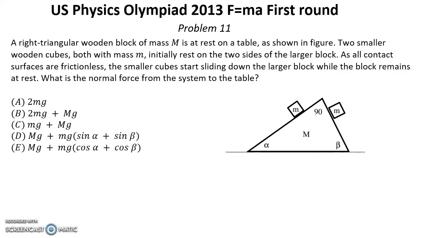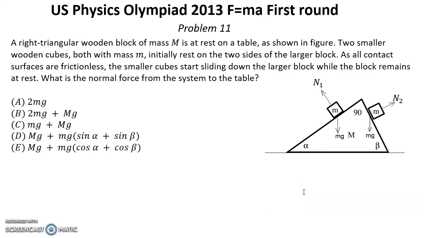Solution. First, let's draw all forces. On small cubes we have two forces acting on them. That's mg and the normal force n1 for the left cube and n2 for the right cube. Now let's write the expressions for these normal forces. n1 equals mg cosine alpha and n2 equals mg cosine beta.